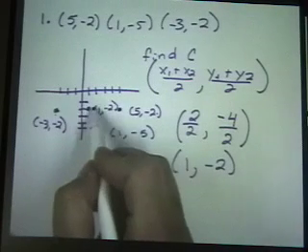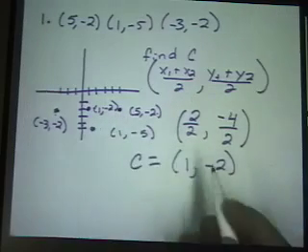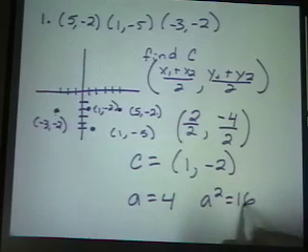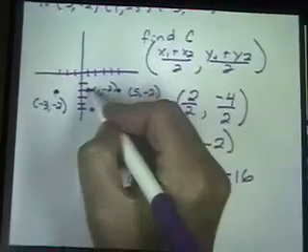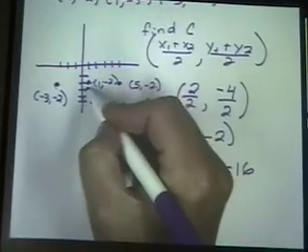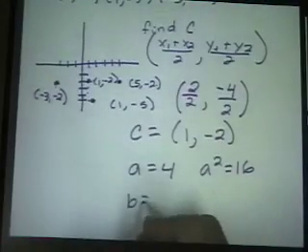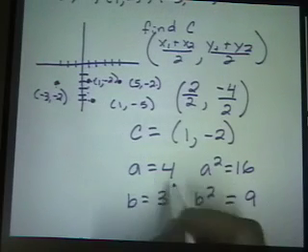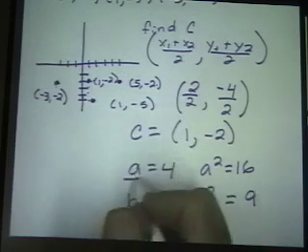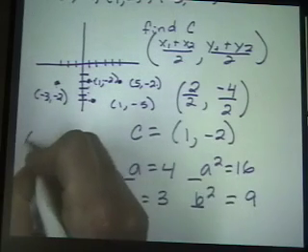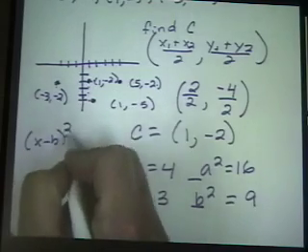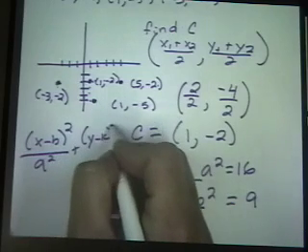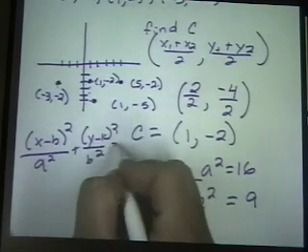From here, I can count and find my A. I go 1, 2, 3, 4 over. So A is going to be 4. That means A squared equals 16. Again, from my center, I can count down to find my B. I go down 1, 2, 3. So my B is 3. That means my B squared equals 9. It's good to find both A and A squared, B and B squared, because I need to plug it into the equation (x minus h) squared over A squared plus (y minus k) squared over B squared equals 1.